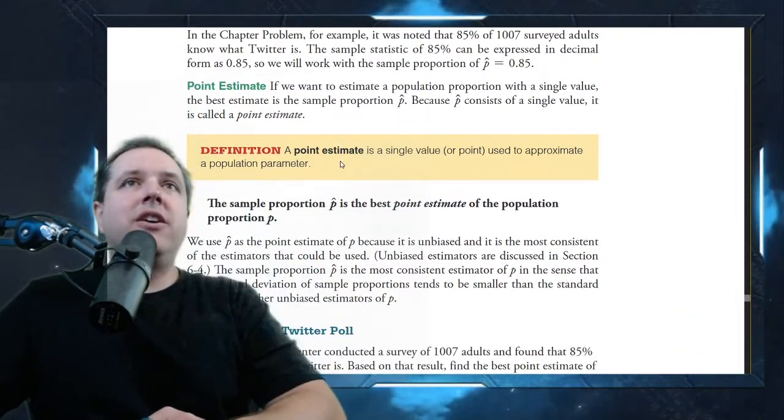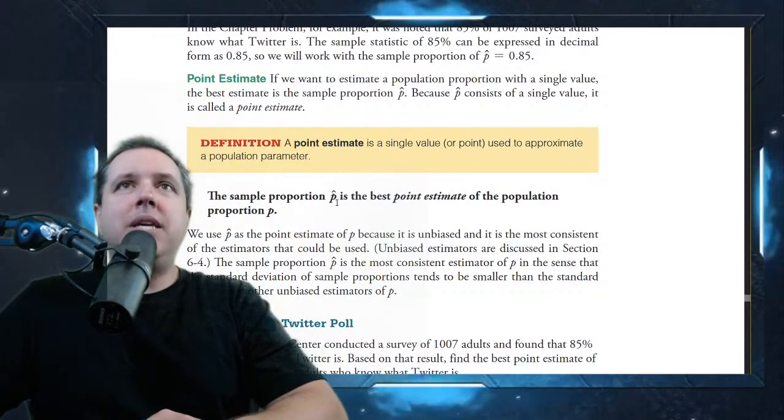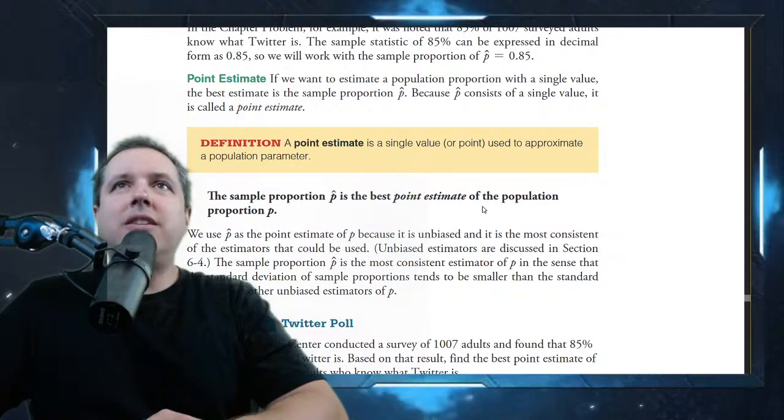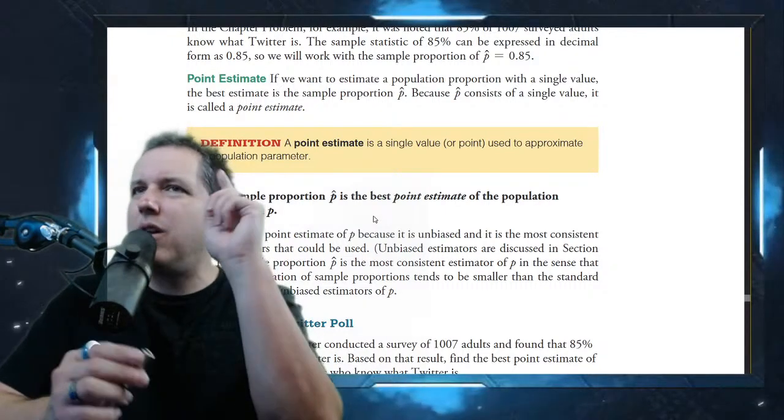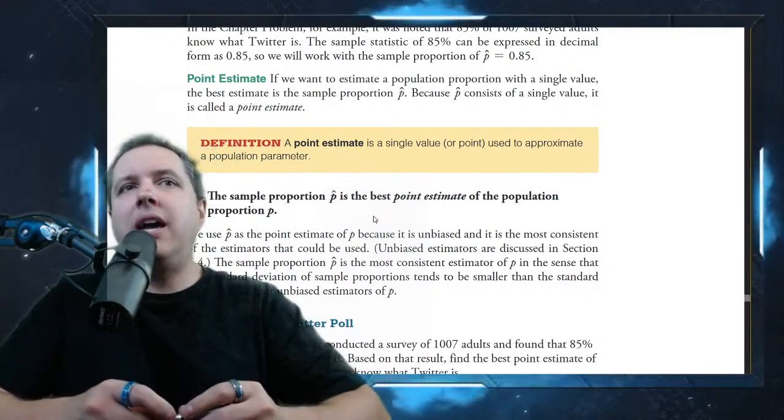Okay, and then they tell us here, the sample proportion p hat is the best point estimate of the population proportion p. Now, what does that mean? What am I actually saying when I do this?